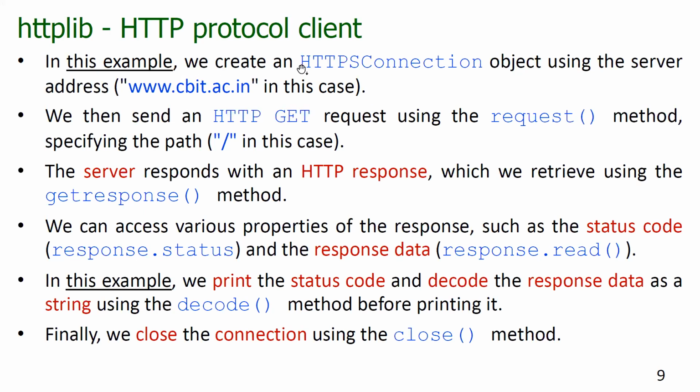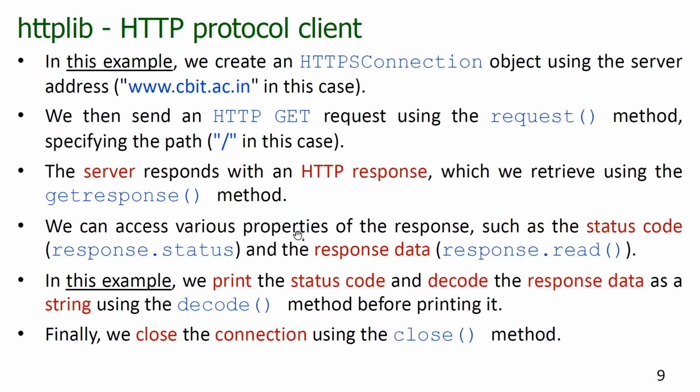In this example, we created an HTTPS connection object using the server address. The URL given in this case is cbit.ac.in. Then we send an HTTP GET request using the request method. Here we specified the path by using a slash; by default it takes the previous URL. Then the server responds with an HTTP response, which we retrieve using the getresponse method.